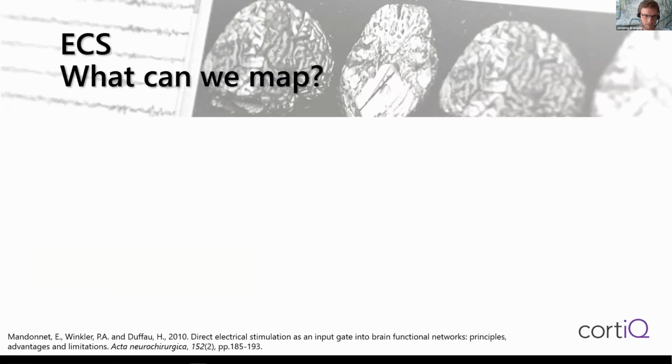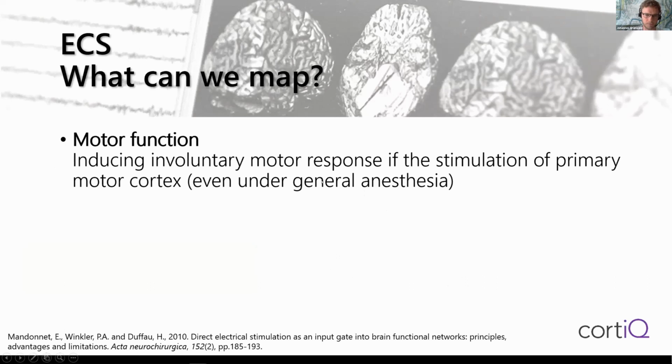So what can we map? Probably most importantly, or most obviously, we can map motor function. So we can, via stimulating, induce involuntary motor responses. And the good thing about this is we don't even need the patient to be awake. So this can even be done under general anesthesia.